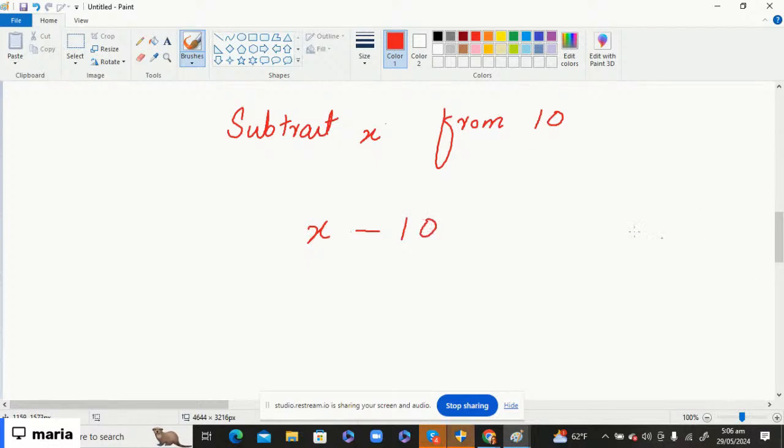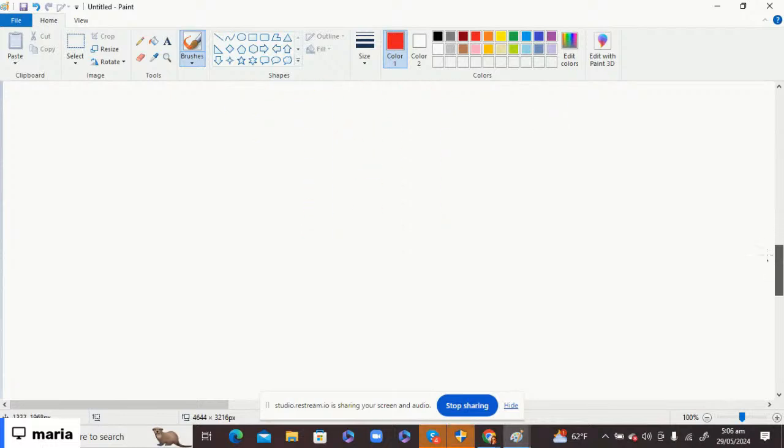Now let's take another example: subtract 10 from P. How can we write it down? We simply write 10 from P like this. Now this is the subtraction.